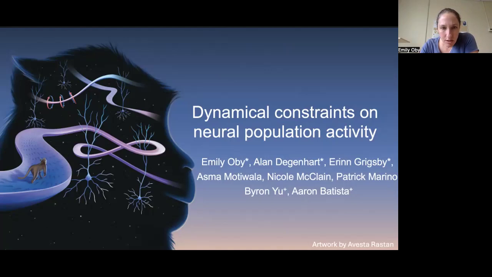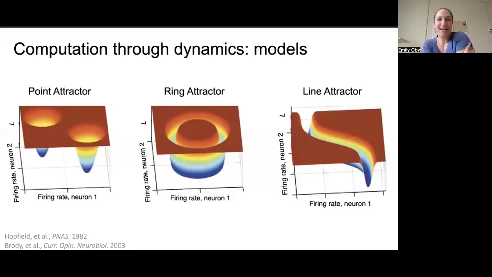So let me make sure I can move my slides. Okay, there we go. So the idea here is based a little bit in this computation through dynamics framework. In network models, the time evolution of activity, or dynamics, is shaped by the network's connectivity and also inputs into the network. And the dynamics that come out of that give rise to the computations being performed by the network and are often characterized by flow fields.